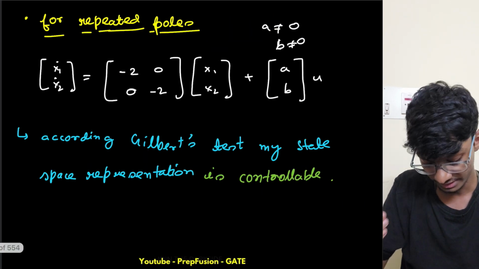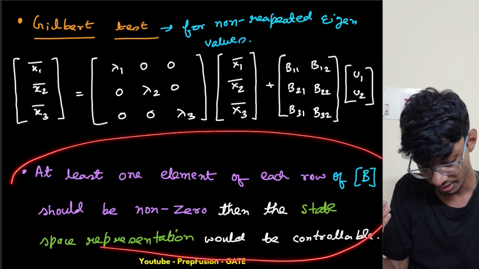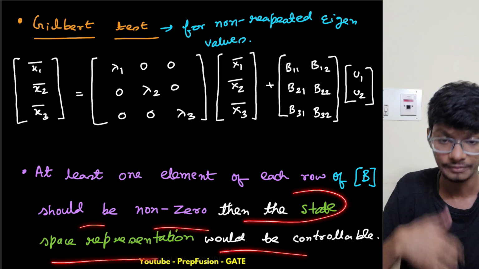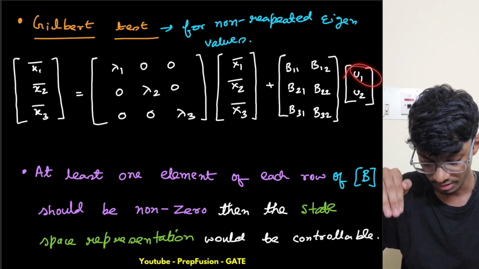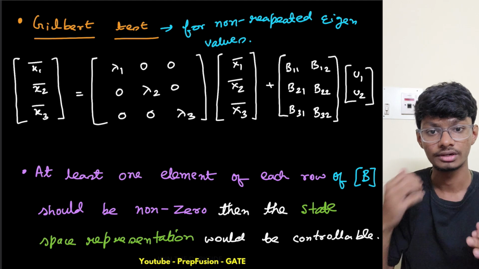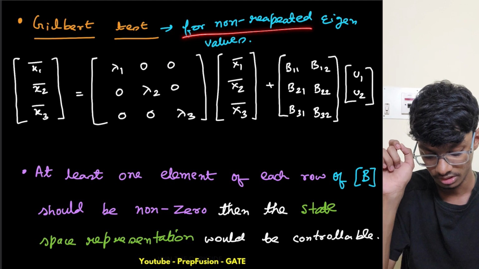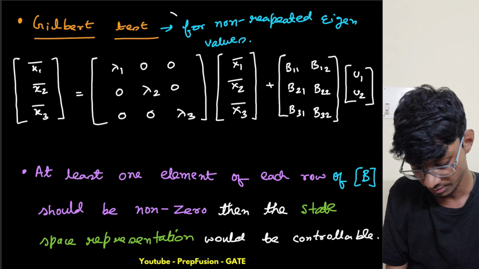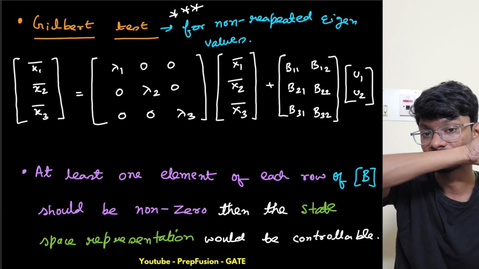And what does that test tell you? At least one element of each row of the B matrix should be non-zero, then the state space representation would be controllable. If at least one of them is non-zero, then my input can control the state variable, because my input is related to the change in the state variable. This holds if we have a diagonal matrix with non-repeated eigenvalues. This is very important, keep this in mind. For non-repeated eigenvalues this rule is followed, and for repeated eigenvalues we have another set of rules.